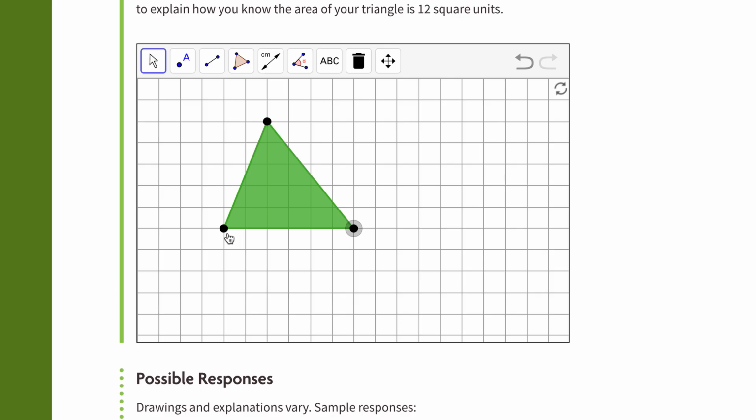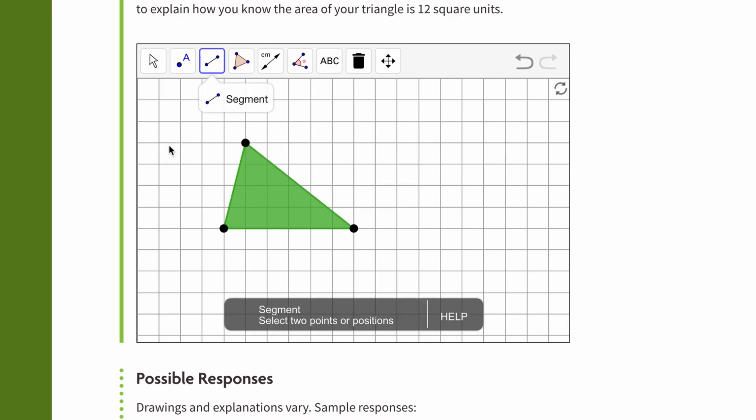And then we can make a base of 1, 2, 3, 4, 5, 6. There's my base of 6. And I need a height of 4. 1, 2, 3, 4. Now I've got a height of 4. And anywhere along this line is going to be a height of 4.